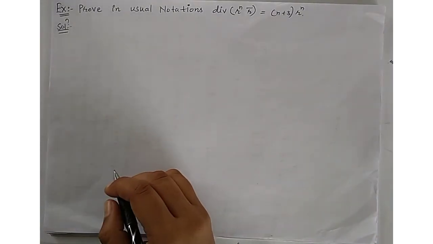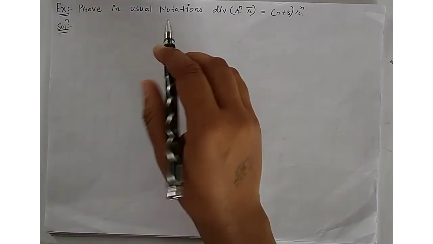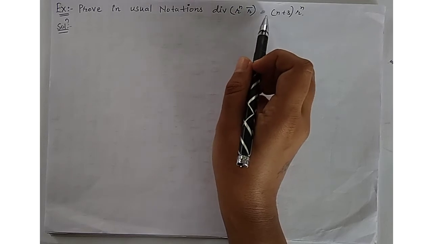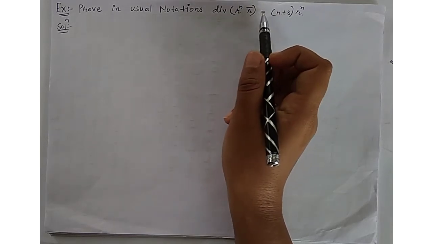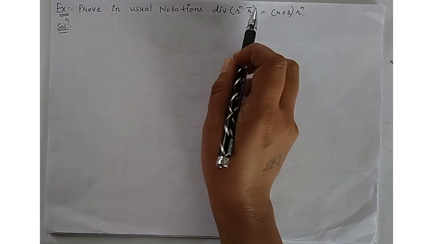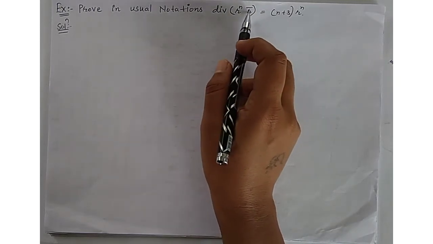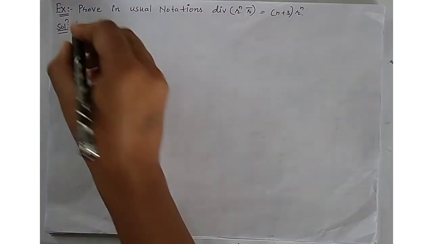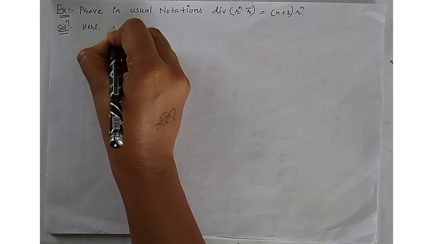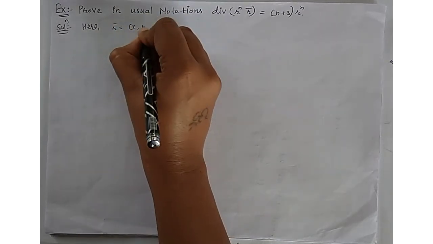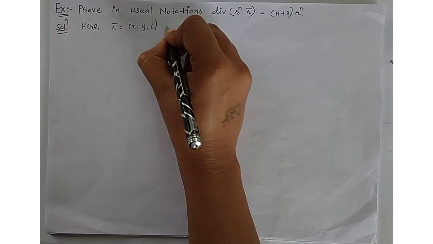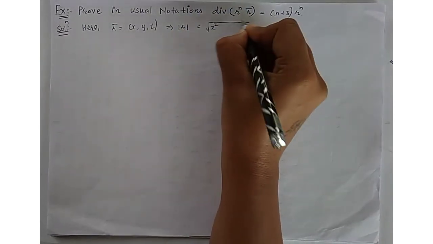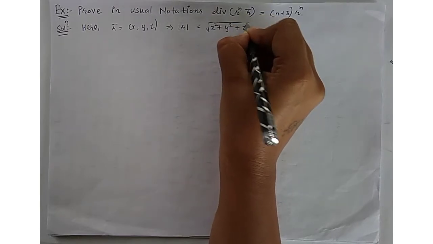So the next example is given over here: prove, in usual notations, that divergence of r raised to n into r bar is equal to n plus 3 into r to the power n. Here r bar is the vector with components x, y, z, and we know that the modulus of r is square root of x square plus y square plus z square.